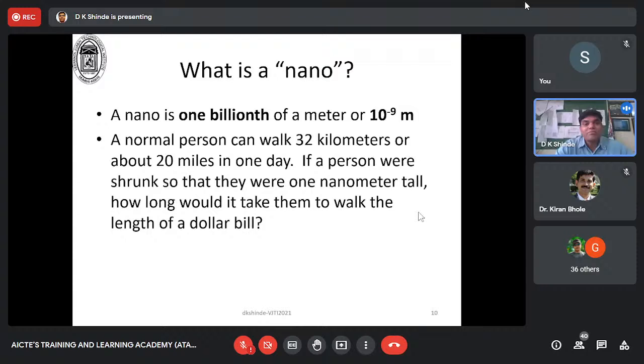That's how small the thing is: the person will take almost 24 years to walk across that 10 rupee note, or you can say a $1 bill, if the person is shrunk to 1 nanometer. That's how the smaller things play an important role, and you can think about how long such a small thing takes to cross the equivalent length of a 10 rupee note or a $1 bill. So this is a little bit about nano.